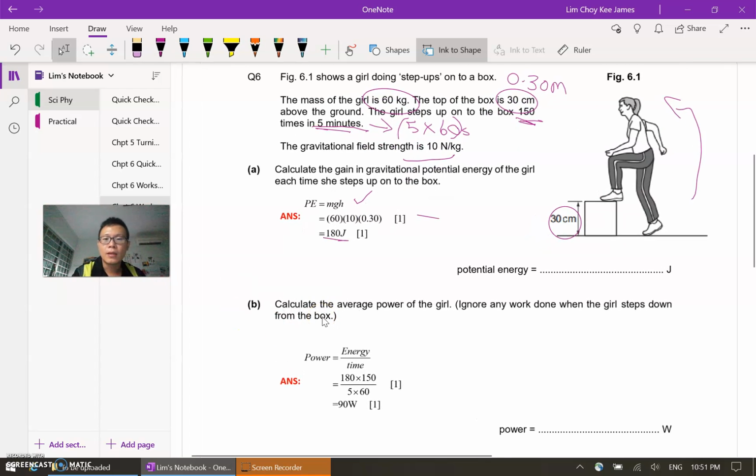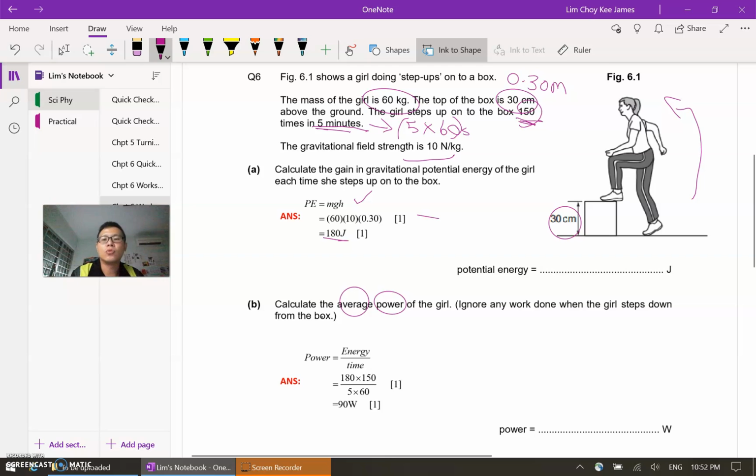The second part we are looking out for is average power. Things to appreciate is that the marker uses the word average. Why do we use average? One of the primary reasons I believe is that the girl did the exercise 150 times, and each time the energy spent or the time taken for each step up is not the same. So it's quite difficult to find the power for each step up. It is possible to look at it one by one, then once you get the power of each individual exercise, you add up and find the average.